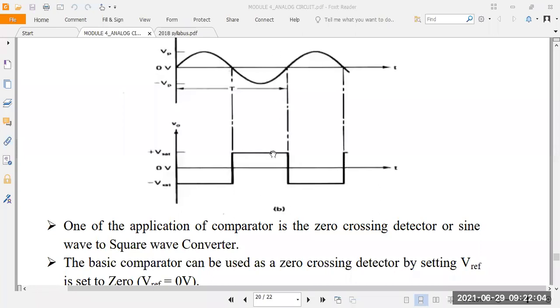In the lab there is an experiment on the comparator. For this semester there are so many experiments on op-amp: zero crossing detector, comparator, Schmitt trigger, astable multivibrator, monostable multivibrator. So many circuits are there for the hardware.